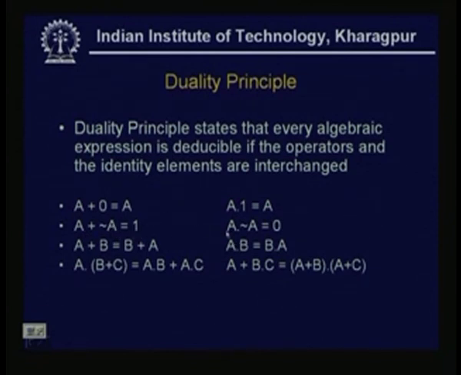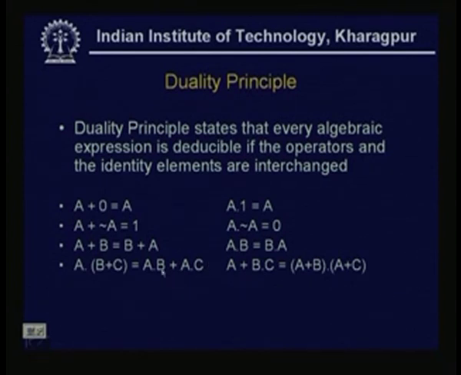So, plus is again replaced by dot, negation a dot negation a equal to 0. So, 1 is inverted, a plus b equal to b plus a. Similarly, a dot b equal to b dot a. Now, a dot (b plus c) equal to a dot b plus a dot c.